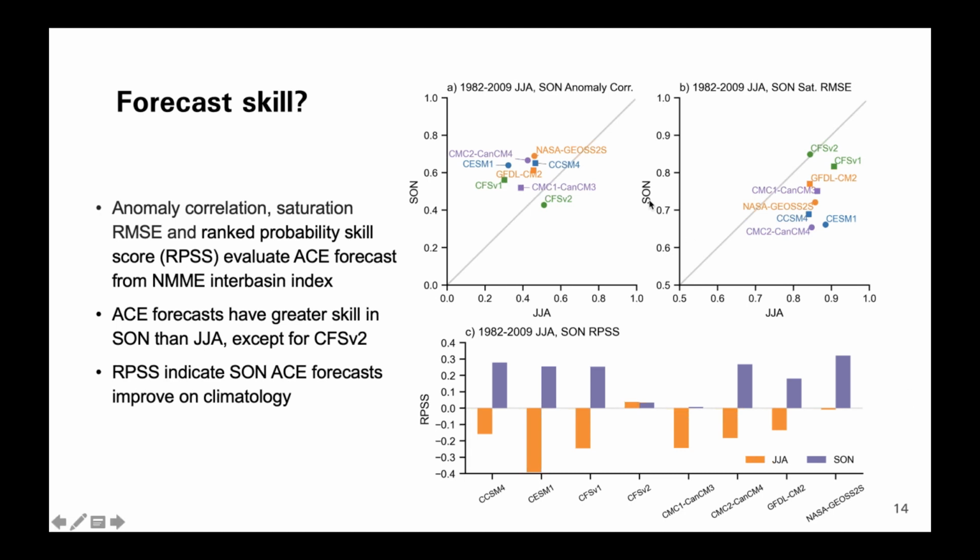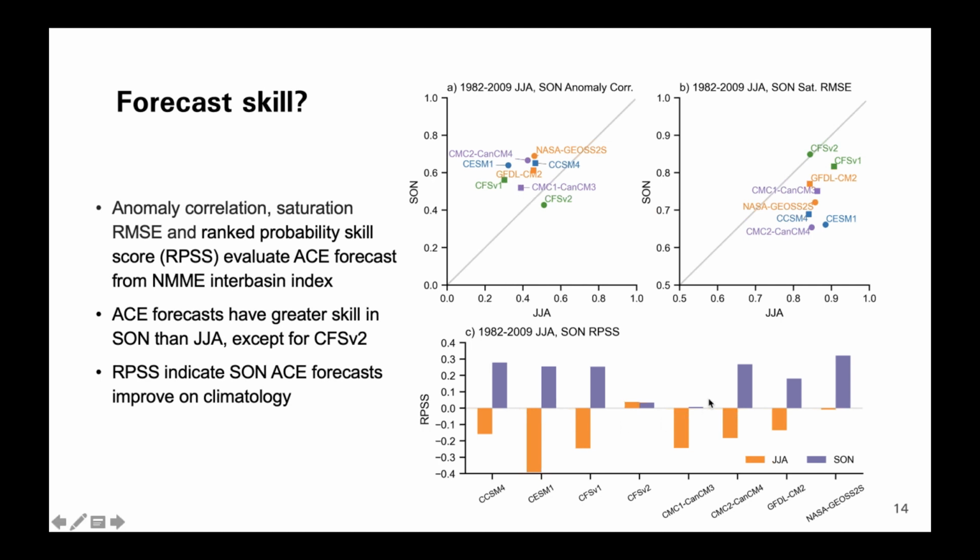So figure A shows the anomaly correlation of the 8 NMME models in JJA and SON, which is just representing the correlation between the observed and the forecast ACE. Figure B is showing the saturation root mean square error, where saturation RMSE values that are greater than 1 typically indicate that the forecast system is saturated with error and correspond to a negative anomaly correlation.